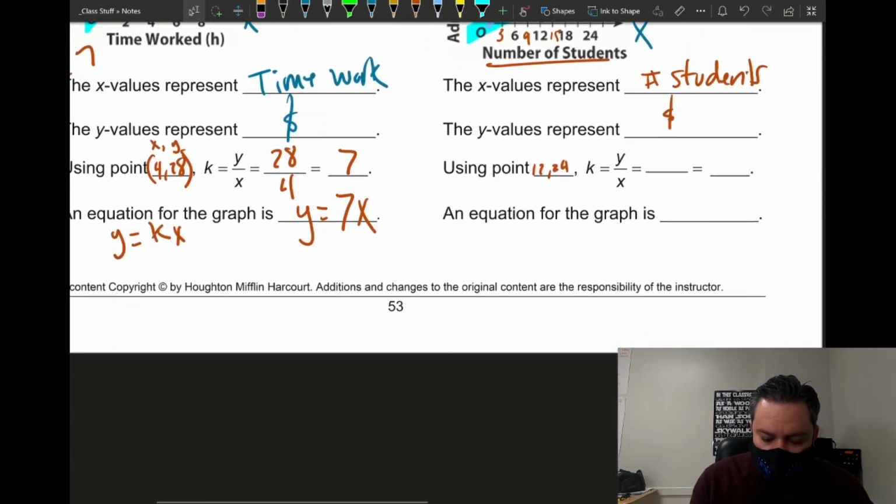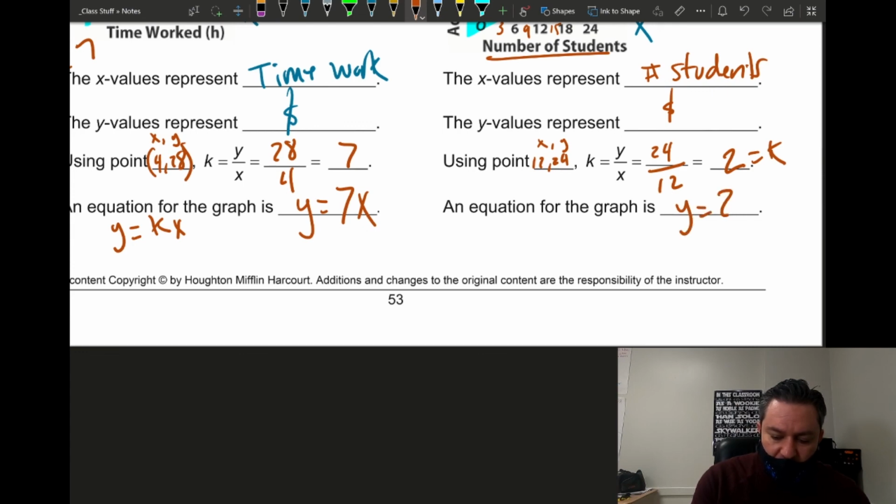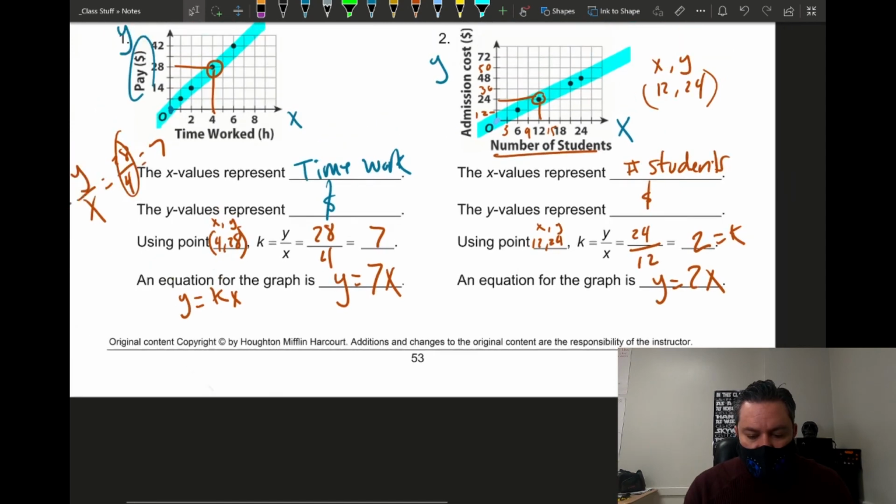Let's scroll up so you can see this. Now we're going to divide. Y goes on top. Remember, this is the X, comma Y. A good way again to remember that is the alphabet. X goes before Y. Now, there's going to be 24 divided by 12. 24 divided by 12 is just 2, and this is K. So the equation is Y equals 2X, and you're done.